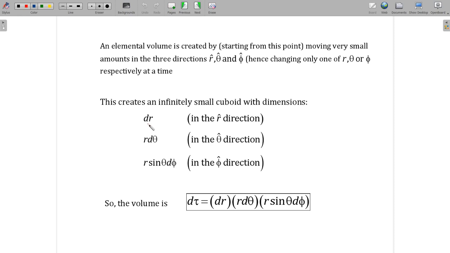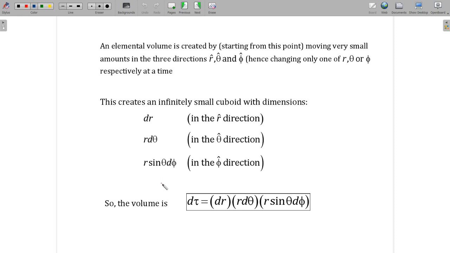And to get the volume of that figure that I get, a cuboid, which has one dimension dr, one dimension r d theta, and the third dimension r sine theta d phi. So the volume that I create, if I make small changes starting from any point, if I make small changes in r, theta, and phi, I get a figure, a cuboid, which has these three dimensions, and the volume of that figure is just the multiplication, because it's a cuboid. It's just the multiplication of those three lengths.